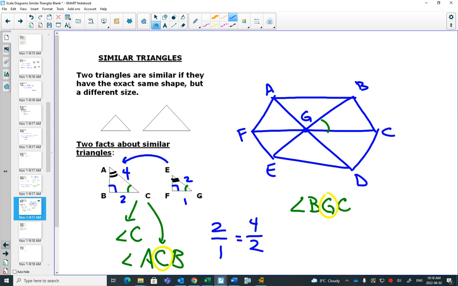And what it tells us is our scale factor. Now, a scale factor here, if you go from the little one to the big one, can you see that you're multiplying by 2? If you go from the big one to the little one, you'd be multiplying by 1/2. So technically, if I was looking from left to right, I would say this is a reduction, and the scale factor is 1/2.